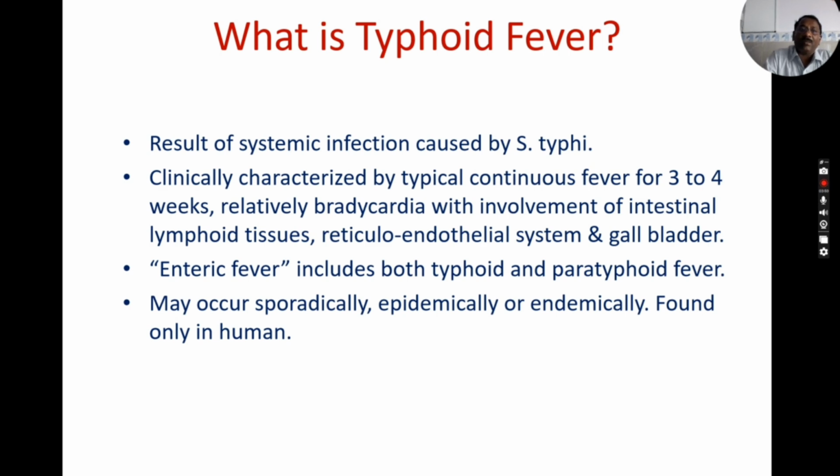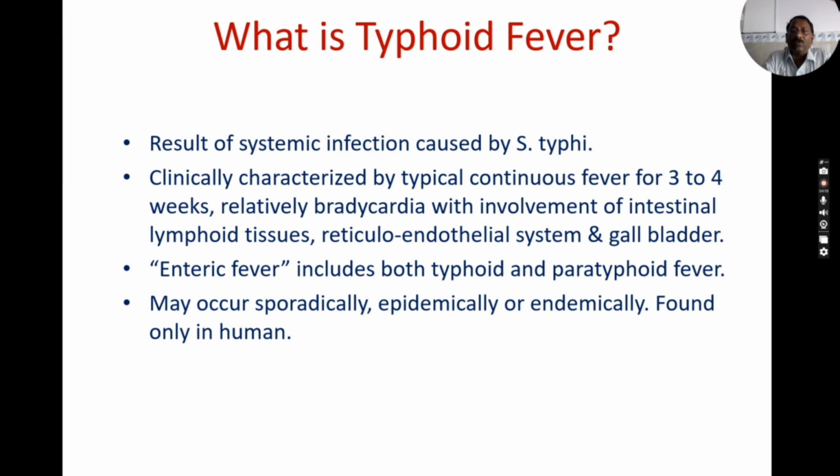And there will be involvement of the intestinal lymphoid tissues, the Peyer's patches, small intestines, and the reticuloendothelial system. Your spleen will be involved here, as well as the liver, bone marrow, and gallbladder. And the gallbladder is the one which carries a lot of the bacilli. So there will be chronic carriers. They keep on shedding the bacilli in the stools to cause many infections in humans. An example is your Typhoid Mary.